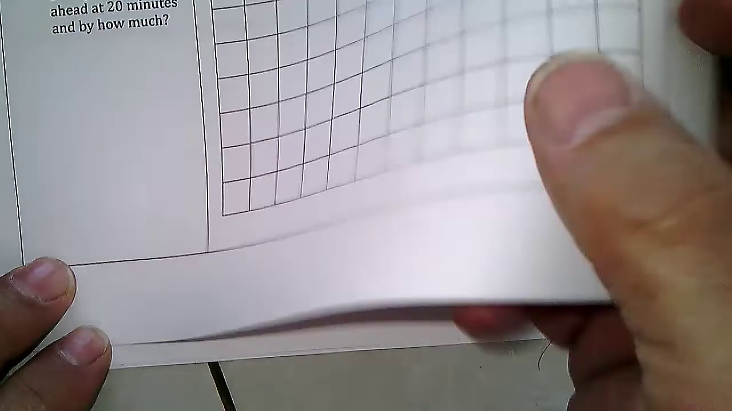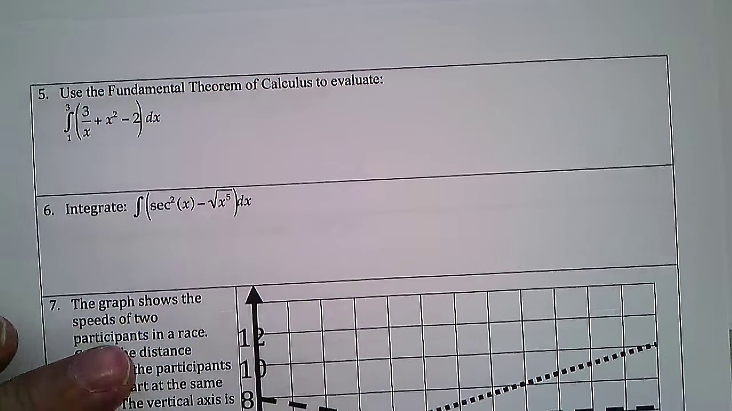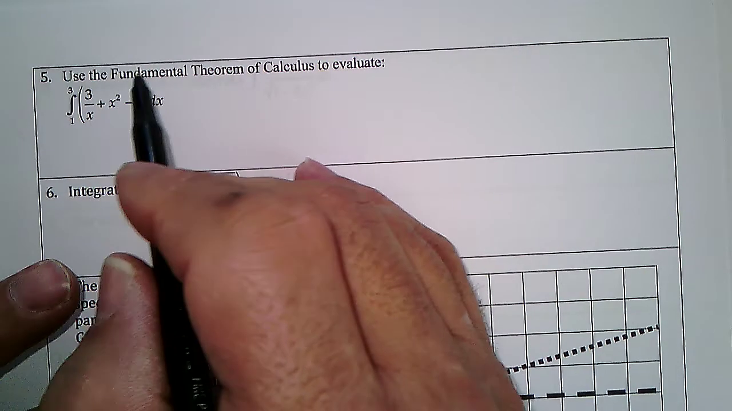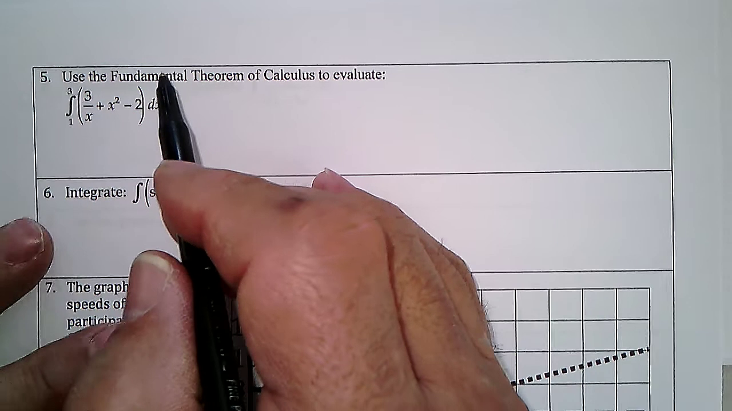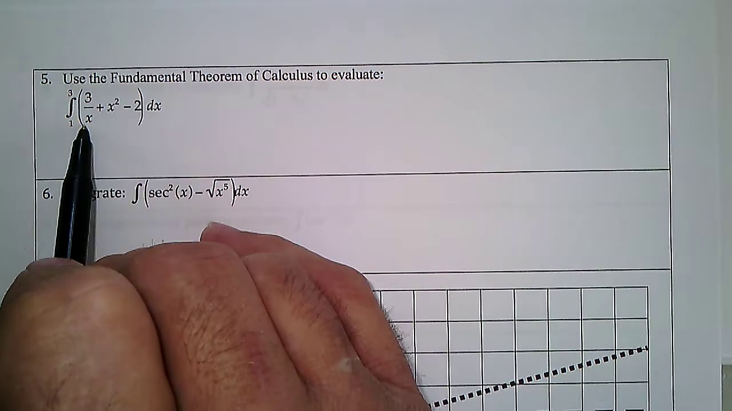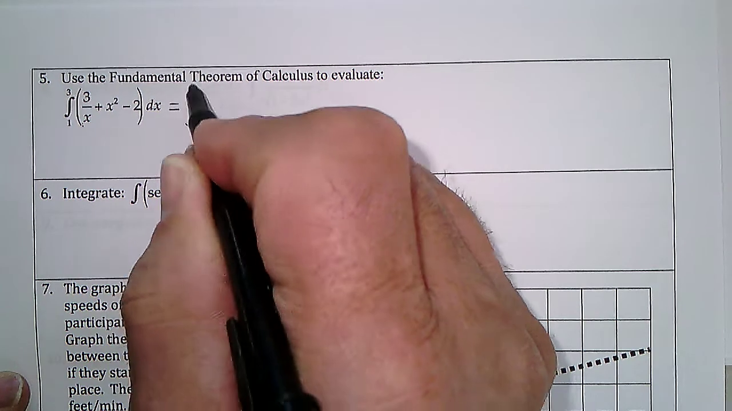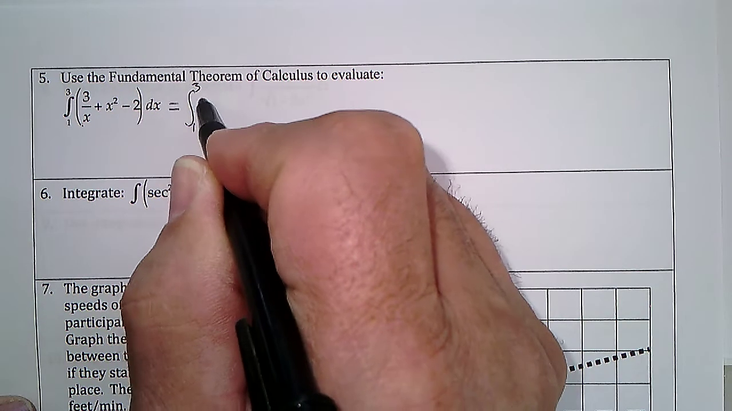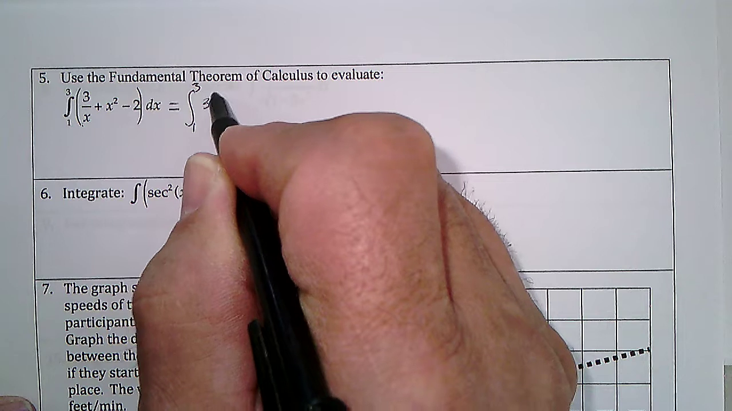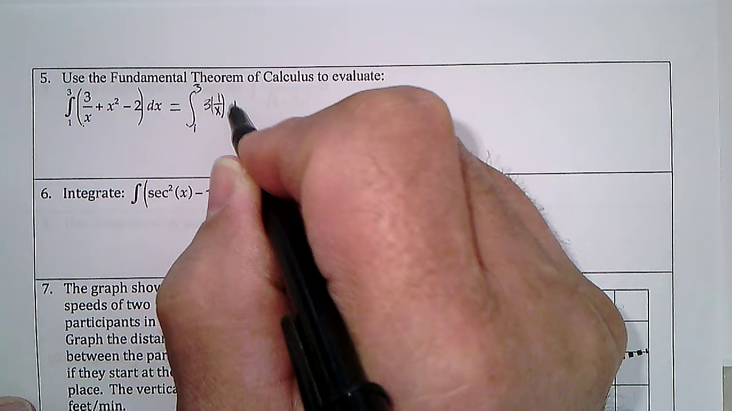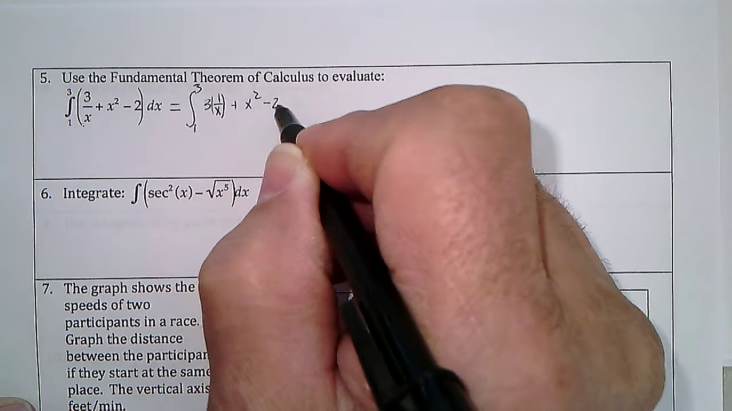Page 2. Use the fundamental theorem of calculus. That's basically finding the difference. So we integrate this. This is the integral from 1 to 3 of 3 times 1 over x plus x squared minus 2.